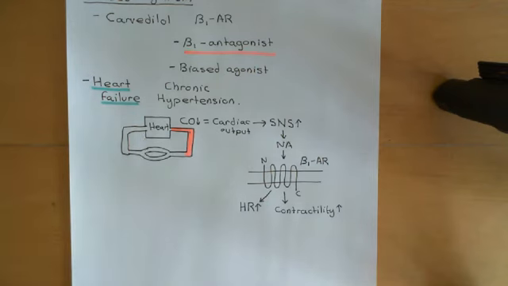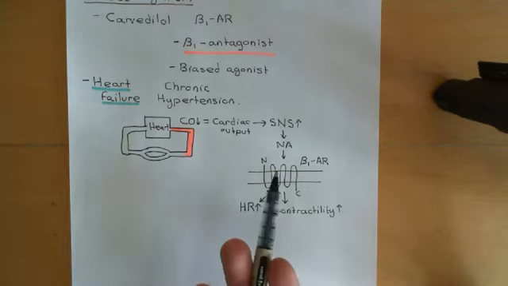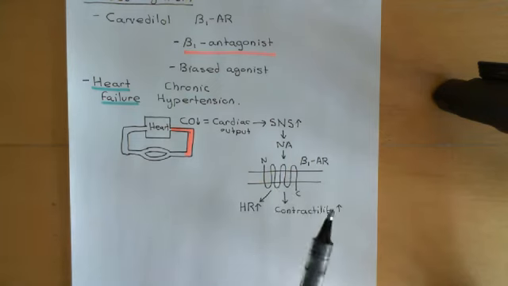from the venous side to the arterial side in a minute. Okay, so that gets over the problem. The problem now is that chronic sympathetic stimulation of the heart in this way is not good.